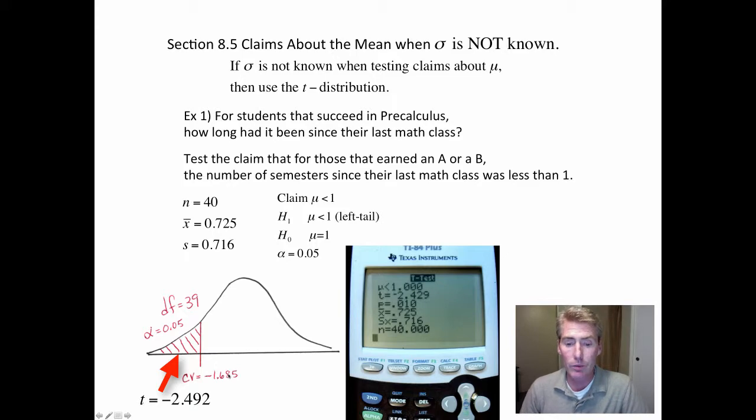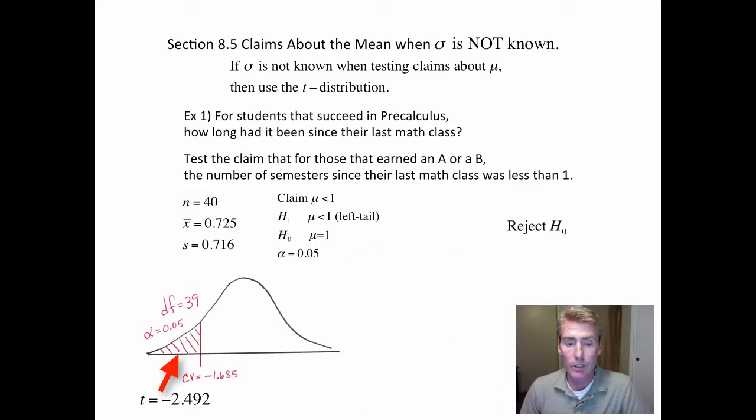And so we actually did prove something. So we would say reject H sub 0. Whoever said it's equal to 1 is incorrect. And since this lands to the left, whoever said it's less than 1 is correct. So actually it's more like approximately 3/4 of a semester on average gap between math classes for those that get an A or a B. So the claim is true. There's not that much of a gap.